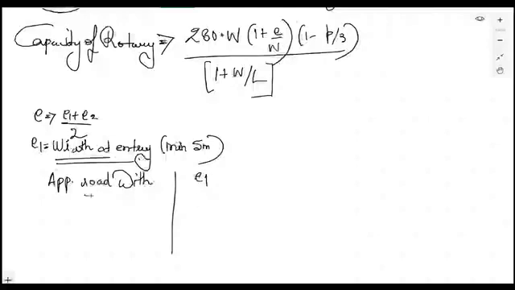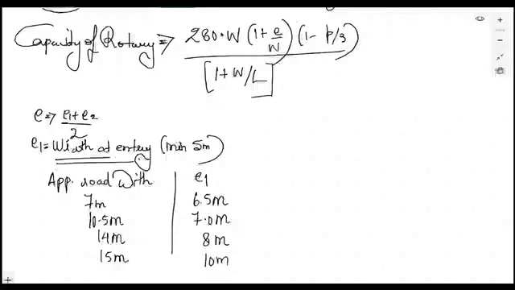If the approach road width is 7 meters, then you have to consider E1 equal to 6.5 meters. If the approach road width is 10.5 meters, then E1 equals 7 meters. If the approach road width is 14 meters, then E1 equals 8 meters. If the approach road width is 15 meters, then E1 equals 10 meters.